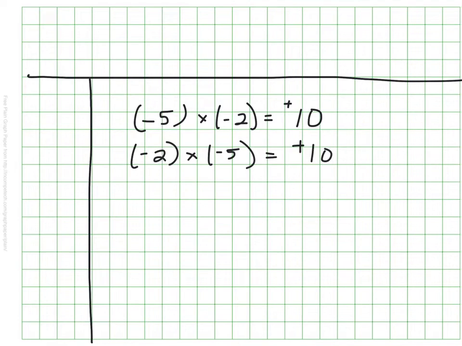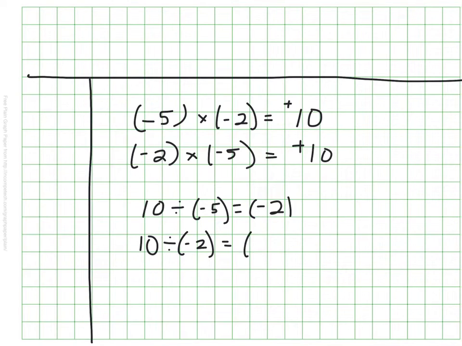And that means we know something about division, right? What if we want to divide? Well, I know that if I divide 10 by one of my factors, let's say I use the negative 5, I have to get the other. So my answer has to be a negative 2. So 10 divided by negative 5 is negative 2. I also know that if I start with 10 and divide it by the other factor, negative 2, I'll get the remaining negative 5. So 10 divided by negative 2 has to be a negative 5. We'll look at a few more examples and see if we can notice some patterns that can help us make a rule.